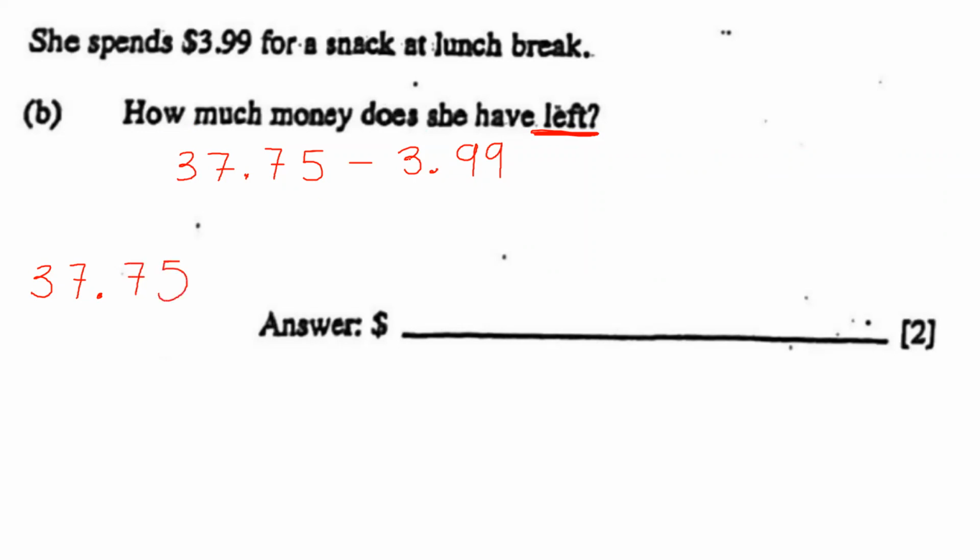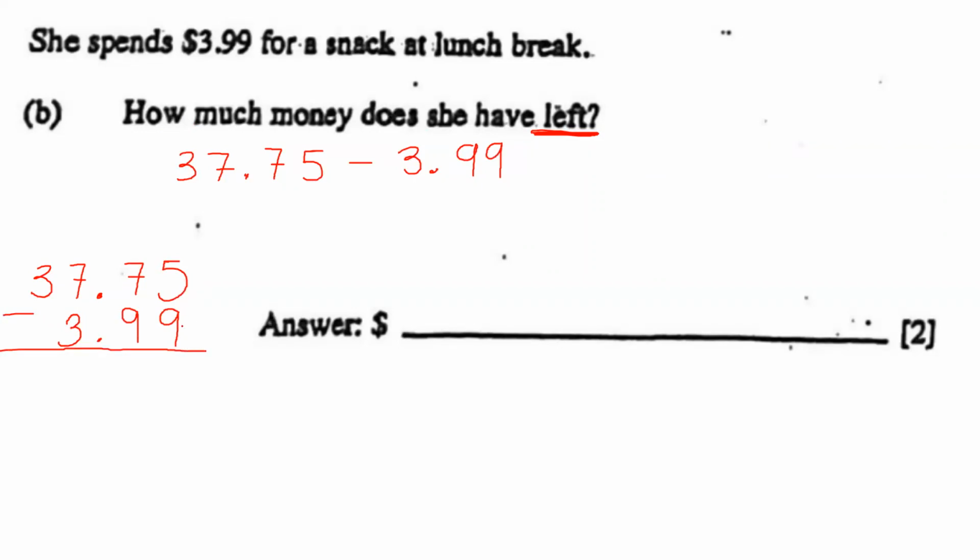So we're gonna take this 3. This 3 is in the ones place, so it goes below the 7. And this 9 is in the tenths place, so it goes below the 7. And this 9 goes below this 5. And so we're gonna subtract.